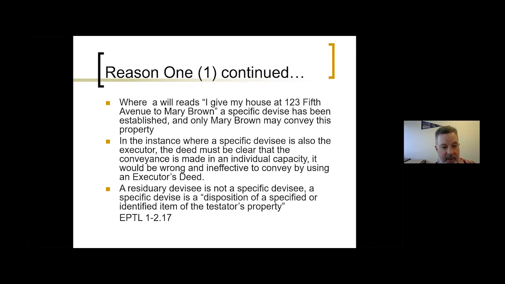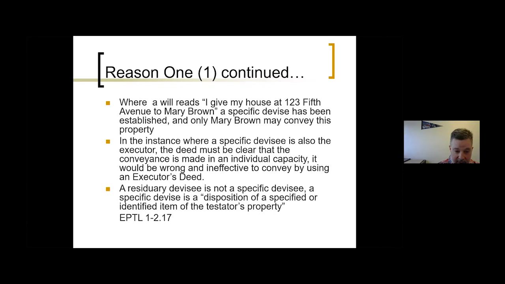Now, if there's an instance where the specific devisee is also the executor, that deed should not be an executor's deed. It must be clear that the conveyance is made in the individual capacity. It would be wrong and ineffective to convey using the executor's deed in that case, because they don't have a power of sale.